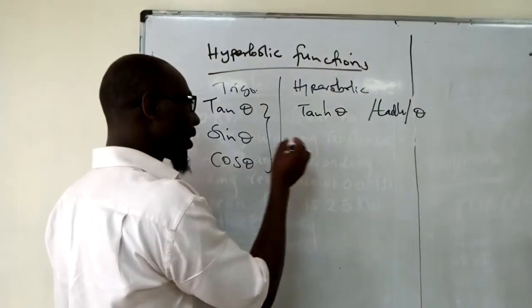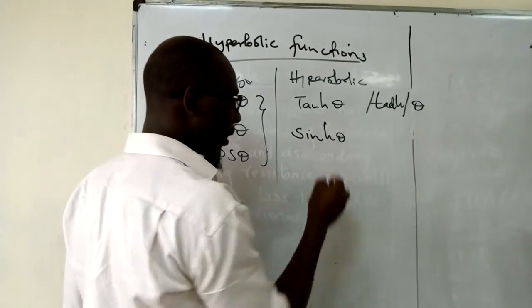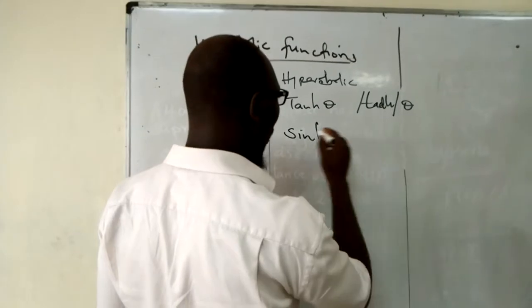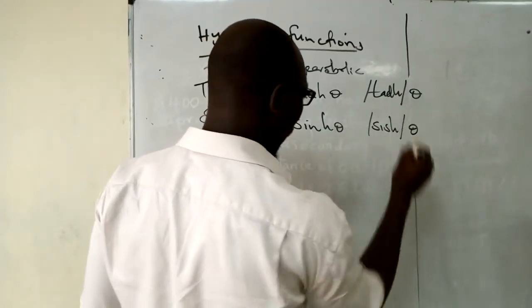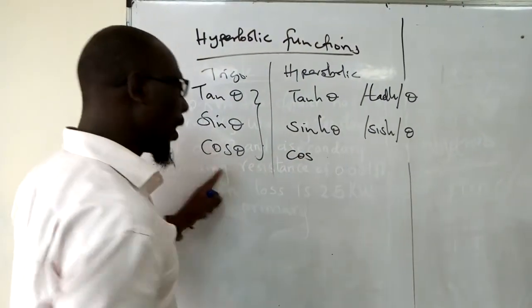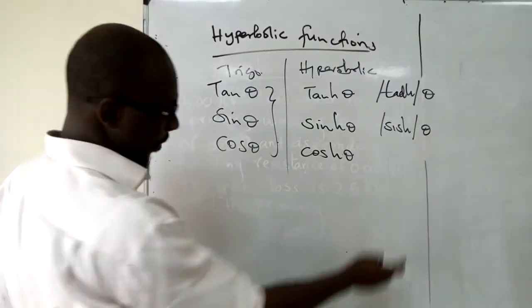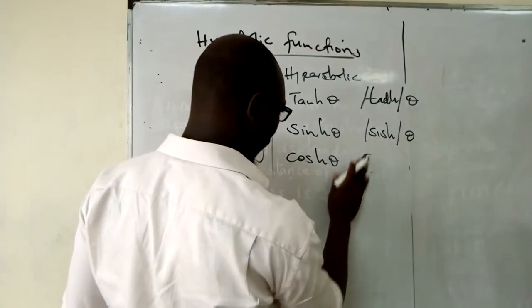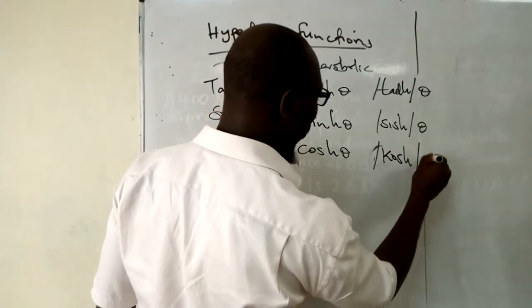The same way we have sine of angle theta, we also have sine hyperbolic of the angle theta, read as sinh of the angle theta. The same way we have cosine in trigonometry, we also have cosine hyperbolic of an angle theta, read as cosh of an angle theta.